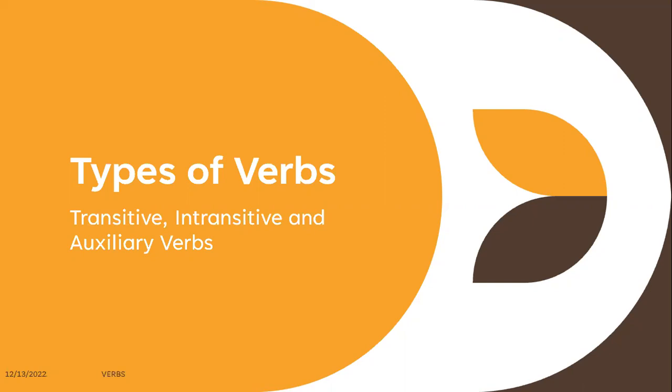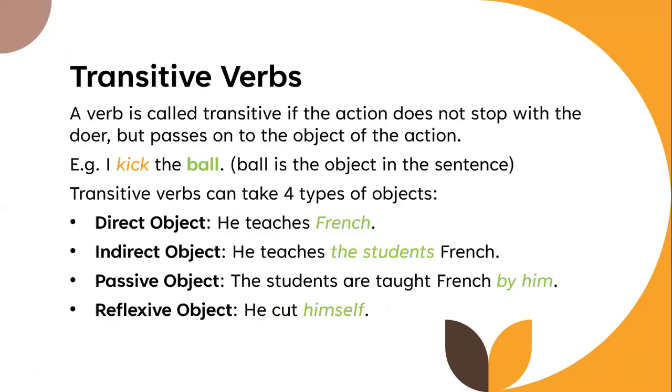There are three types of verbs: the transitive, intransitive, and auxiliary verbs. A verb is called transitive if the action does not stop with the doer, but passes on to the object of the action. Example, I kick the ball. So I, the subject, the doer of the action, kick, the verb, the ball, which is the object in the sentence. It's almost like in physics when the energy is transferred from one object to another, but here in the sentence, it's from the subject to the object.